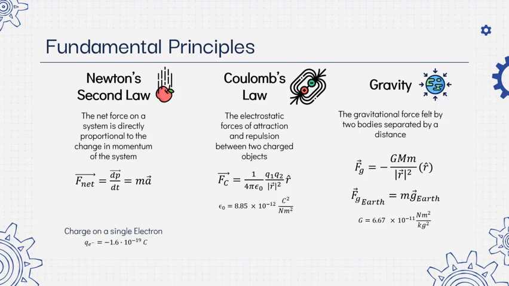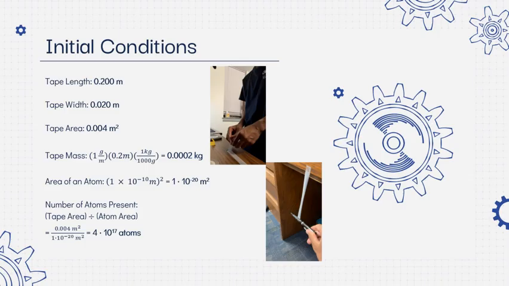We also have the charge of a single electron down there, and it's important to note that the law of conservation of charge must be followed, and it is, as that is how we're able to make our observations. The initial measurements and calculations can be shown to the left.